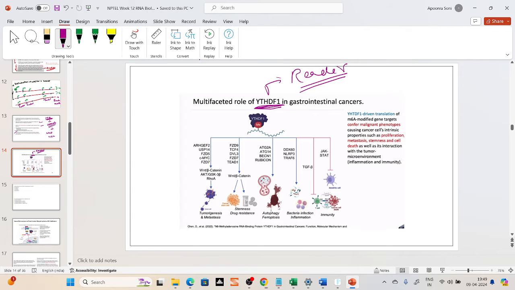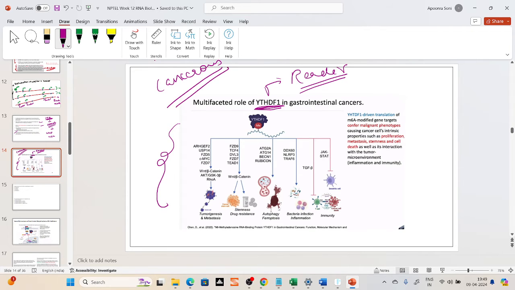It can cause the upregulation of the TGF beta pathway. It can cause the upregulation of the JAK-STAT pathway, which can ultimately show cancerous phenotypes. Nothing much to understand here. You just need to understand that this M6A modification is involved in many kinds of diseases, including cancer. And when this M6A modification is read by reader molecules, specifically YTHDF1, this protein can lead to different kinds of cancerous conditions in different cells. This is all you have to understand.